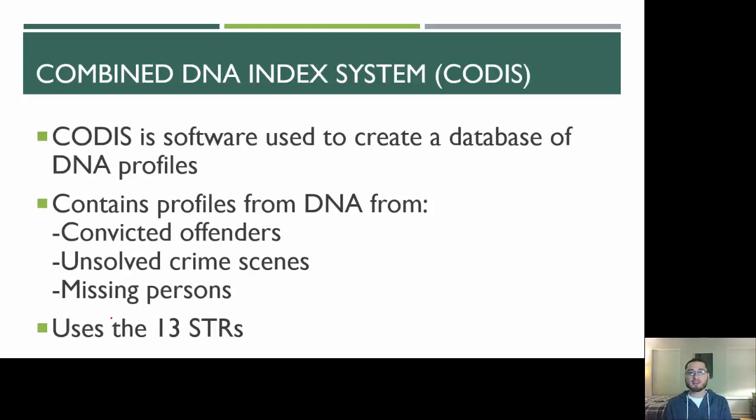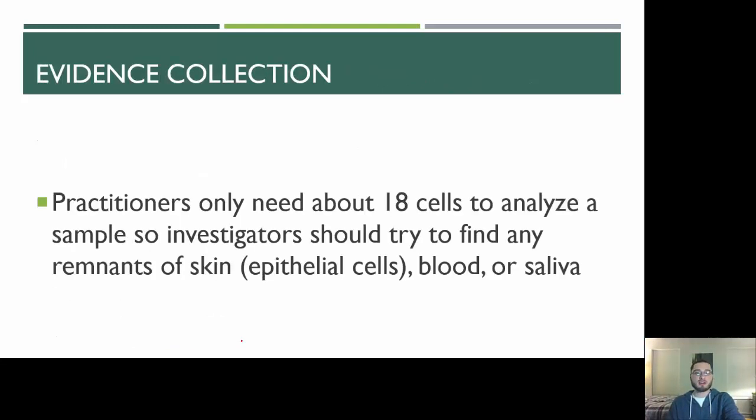CODIS is the software used to create the database of the DNA profiles, which is going to keep track of the 13 STRs of everyone that's on file. Contains profiles from DNA from convicted offenders, unsolved crime scenes. So we have DNA that doesn't necessarily have a name to it, and then any missing persons. And it uses, once again, the 13 STRs, which is going to yield that 1 in 900 trillion chance of someone else having the same 13 STRs.